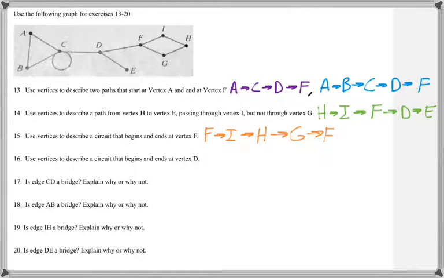Number 16 says, use vertices to describe a circuit that begins and ends at vertex D. And it's actually impossible to make a circuit that begins and ends at D, because as soon as you leave D, you eliminate your way back to D. So it's not possible.